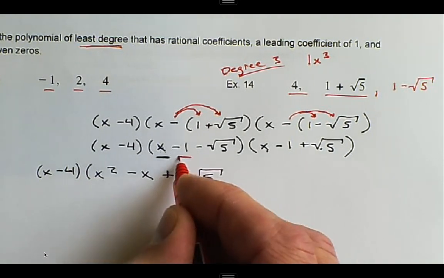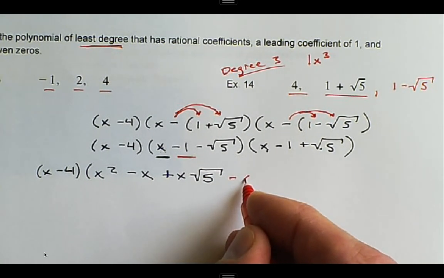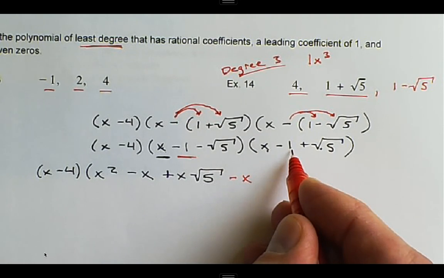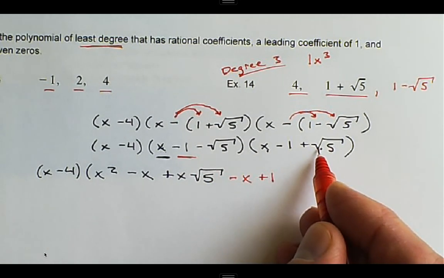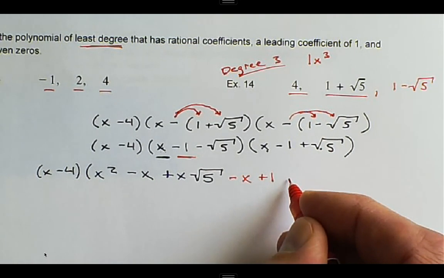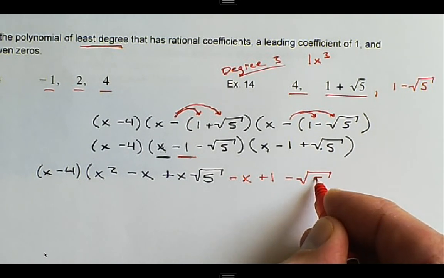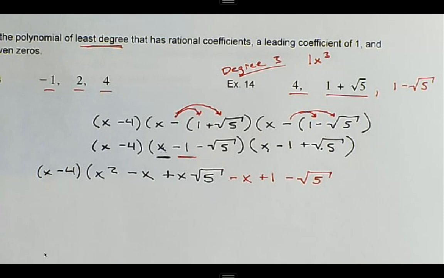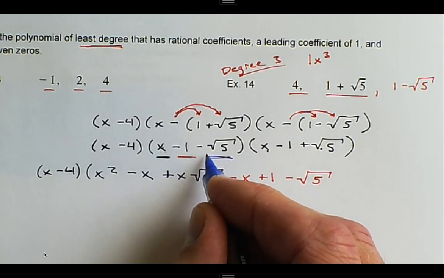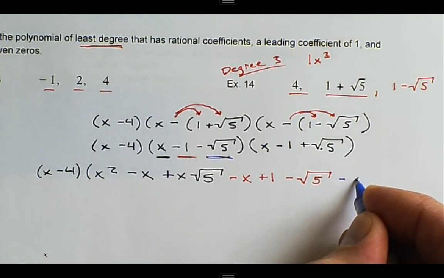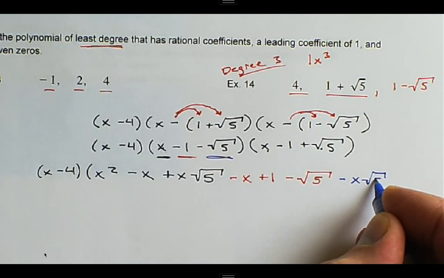Then we have our negative 1. Negative 1 times x is negative x. Negative 1 times negative 1 is positive 1. And negative 1 times the square root of 5 is negative square root of 5. And then our last term, we have the negative square root of 5. Negative square root of 5 times x is negative x square root of 5.